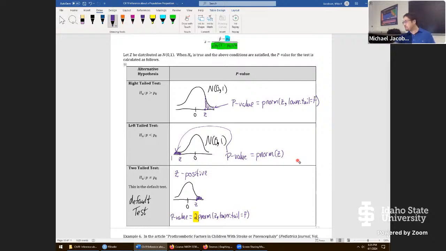Next, if Z is negative, our picture looks about the same, looks like a left tail test. So here's Z right here. But we have to double that area. So it's going to be p-value equals 2 times pnorm(Z). I'm looking at my two graphs for the two-tailed test. I feel like it's not quite right.